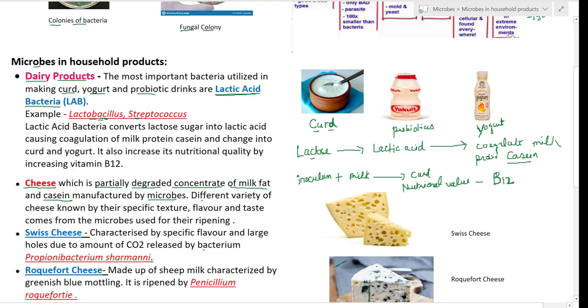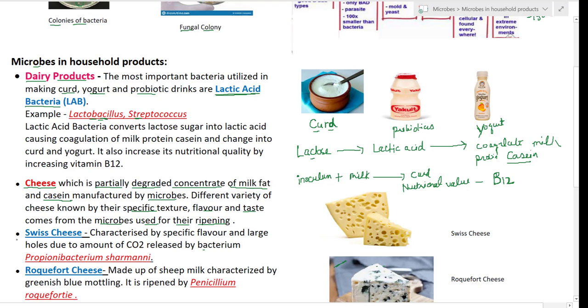Different varieties of cheese are available in the market. We know that there are different types of cheese: mozzarella cheese, Swiss cheese, Roquefort cheese, cottage cheese, and different varieties of cheese depend upon their specific texture, flavor and taste. They are different from each other because the microbes used for making them are different. Different cheeses are formed due to the activity of different microbes.